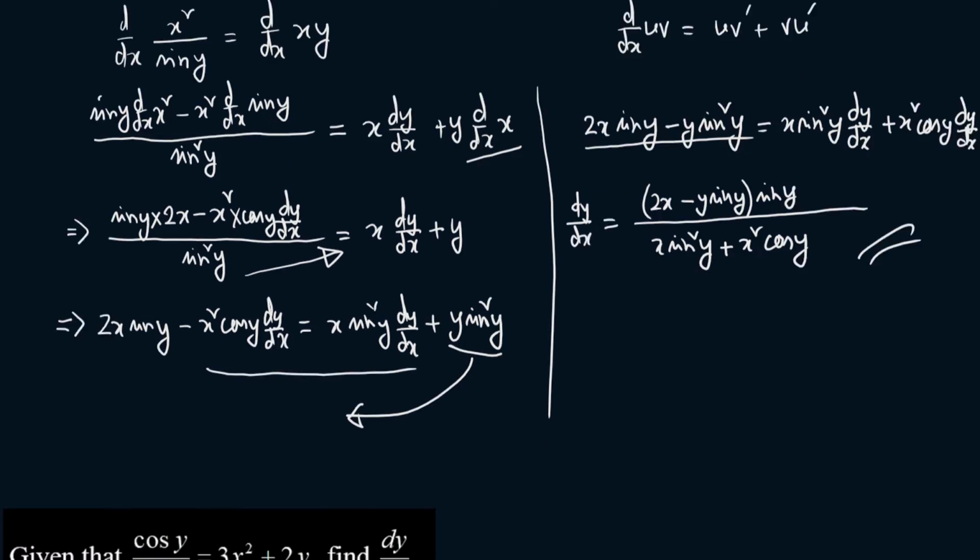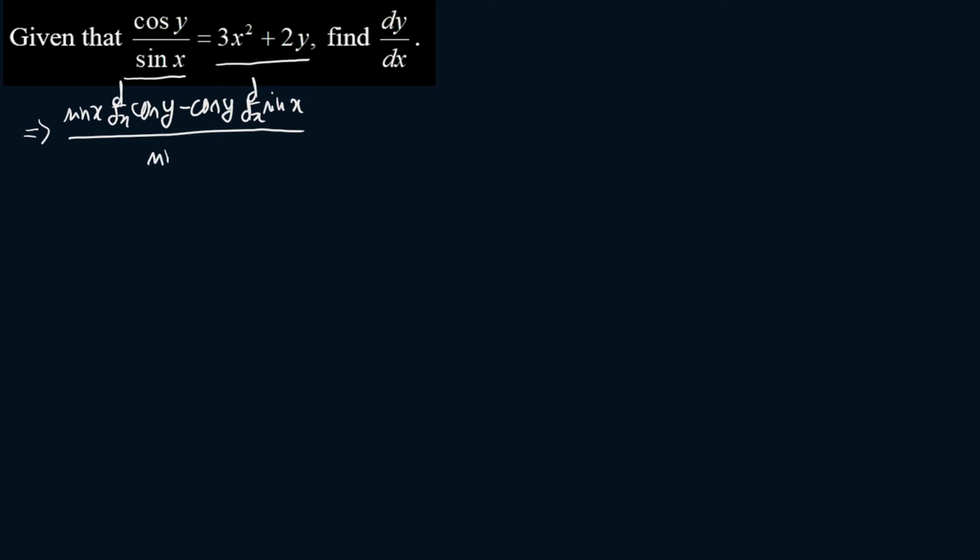I prepared another question for you which is like this, the same type of expression, an implicit function. On the left side you need to apply the quotient rule, and on the right side the normal rule. So let me apply the quotient rule on the left side. From here you can write sin x first, sin x, then d by dx of cos y, minus cos y into d by dx of sin x, divided by sin square x. And on the right side, if we differentiate with respect to x, it gives us 6x plus 2 dy by dx.